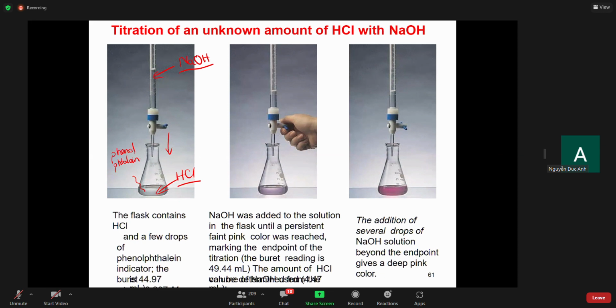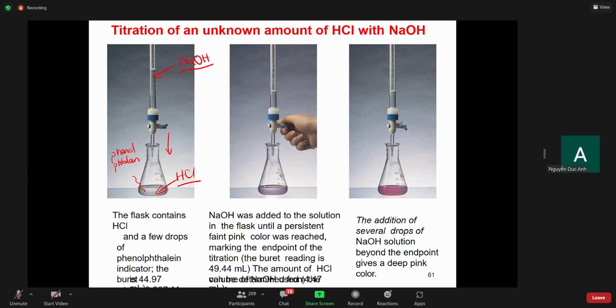So when you add it drop by drop, the reaction between the sodium hydroxide and hydrochloric acid happens immediately. At the very first point, the solution is acidic, right? So the pH is lower than 7. When the sodium hydroxide reacts with the hydrochloric acid, the concentration of protons reduces and the pH increases.